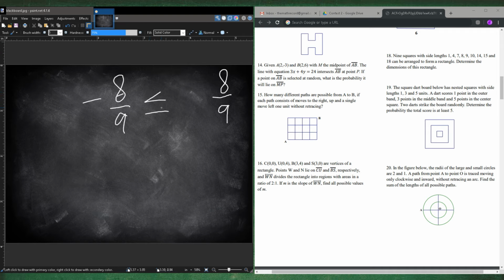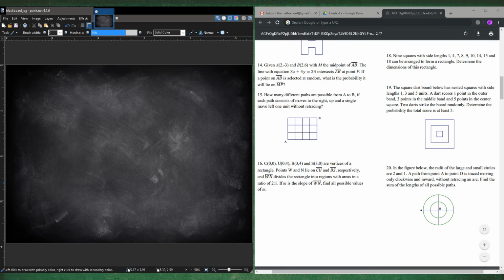So this is the solution set: negative 8 over 9 is less than or equal to m, which is less than or equal to 8 over 9. So to solve this question, basically test some points to see how this works and get a general gist of how it works. And from testing, you find a general inequality that works, and then you use that idea and start getting the extremes, the smallest and the biggest.